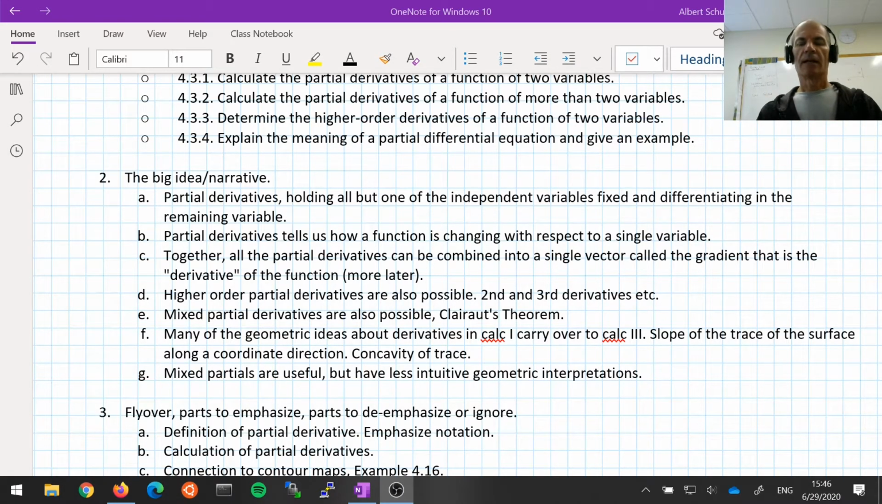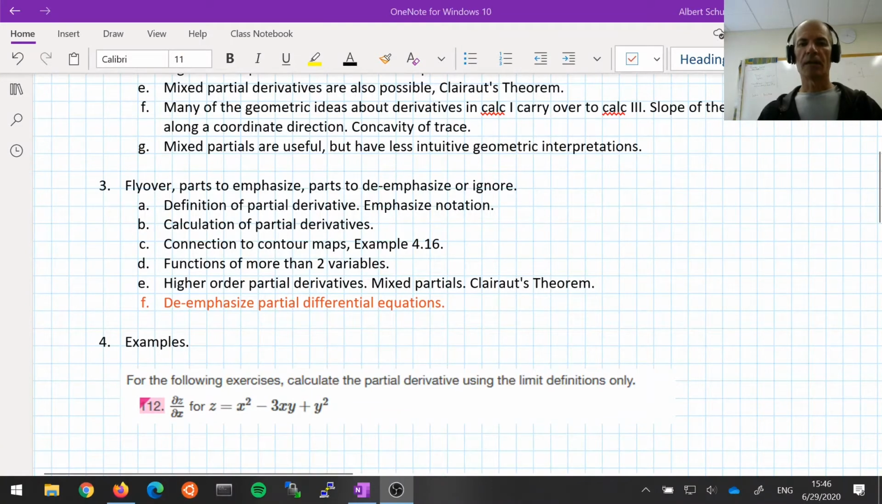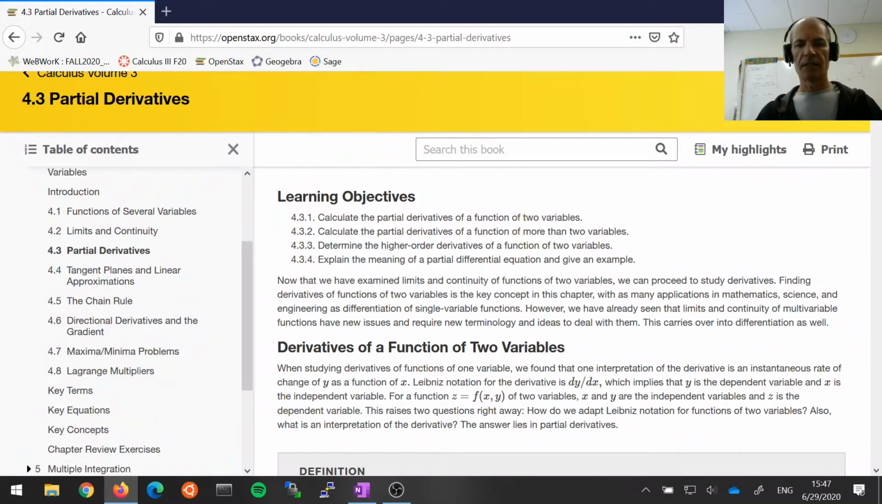Concavity similarly. The second derivative, the second partial of a function with respect to x, tells us the concavity of the surface, or of the trace in the x direction. Similarly, the second derivative with respect to y tells us the concavity of the trace in the y direction. Mixed partials also have geometric interpretations, but we're not going to really focus on them. They're a little bit subtler and not super relevant to many of the things that we'll explore later in the semester. All right, let's do a bit of a flyover of the section and then we'll get to the examples.